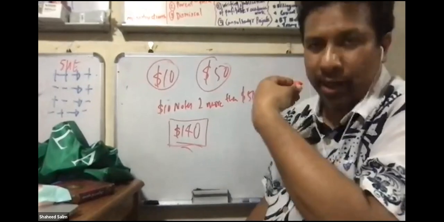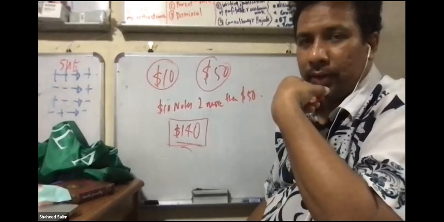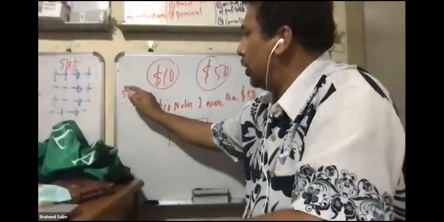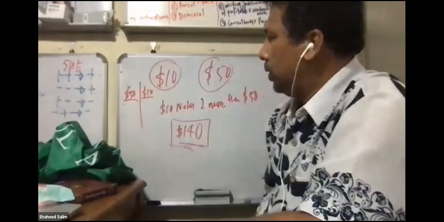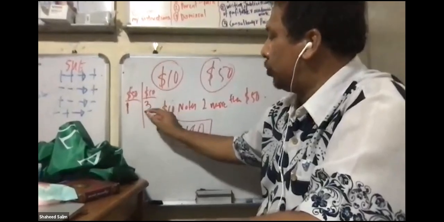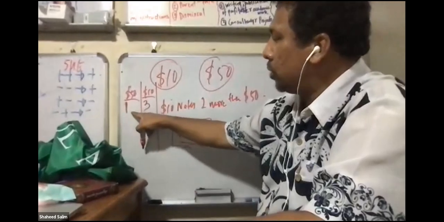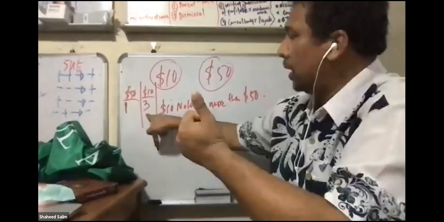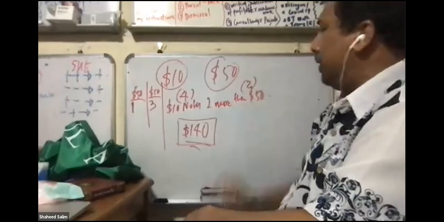You remember the guess and check method? Let's try it. Let's say now $50 notes, $10 notes. If you got one $50 note, you must have three $10 notes. Let us check the value. 50 times 1, plus 3 times 10, 30. Is it 80? Not 140. So four $10 notes and two $50 notes? Yes, four $10 notes and two $50 notes.